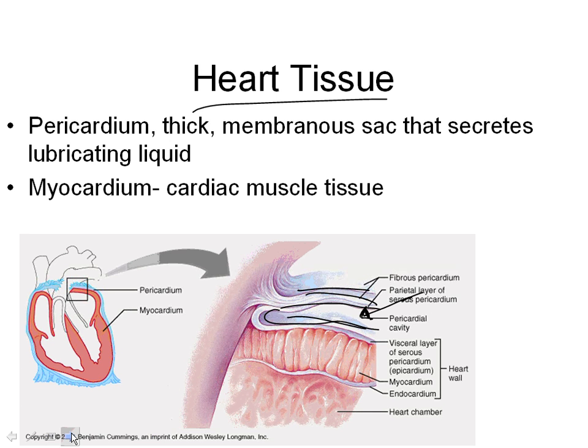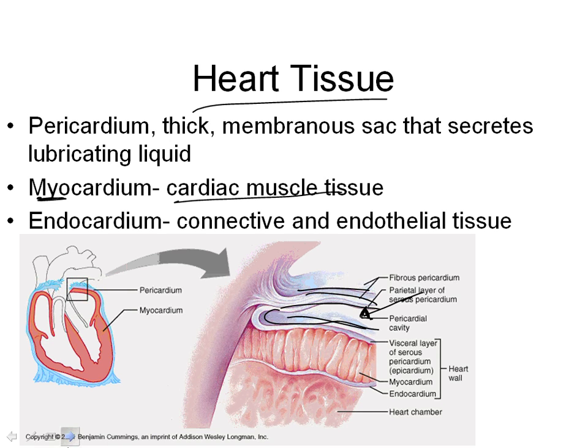The in-between layer, just like the myometrium, myo is going to be muscle. So this is the cardiac muscle tissue. This is what's actually contracting to make your heart beat. And then the inner layer is called the endometrium. It's this one right here. It's mostly just endothelial tissue, which just means skin cells, and then some connective tissue as well.